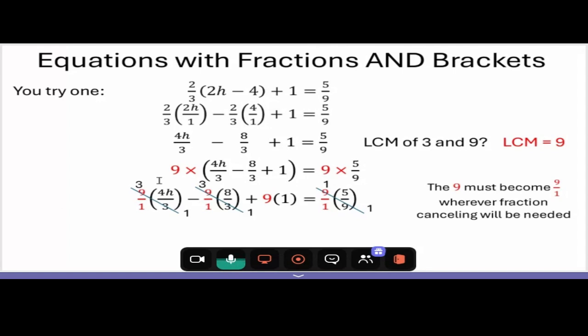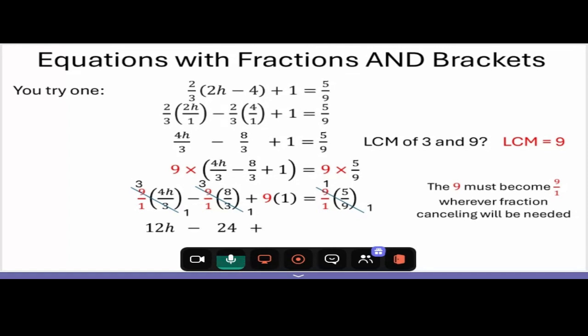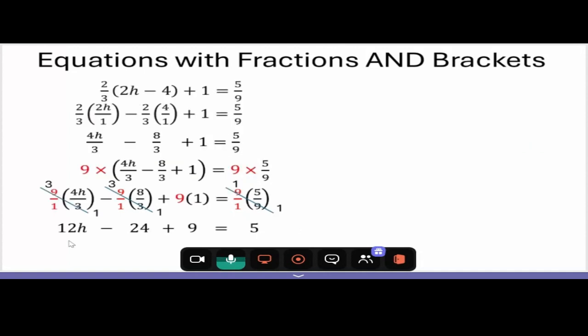What are these remaining terms? 3 times 4 times h is 12h. Then there's a minus sign. What's left here? 3 times 8, 24. Then there's a plus sign. 9 times 1 is just 9, equals. And what's left here? 1 times 5, like so. So a little bit of work, but we dealt with the brackets. We dealt with the fractions. I'm going to shift that all over. Now we just have a nice old equation.